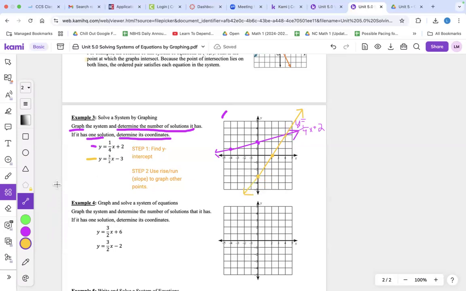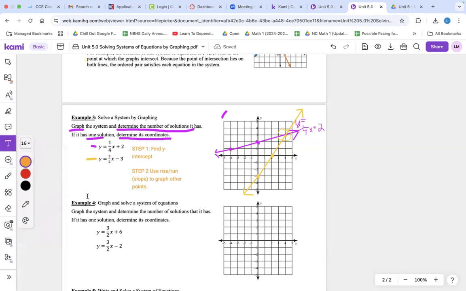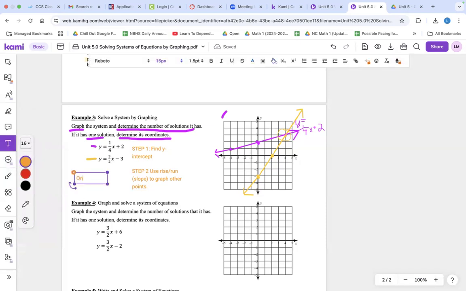And look at where they cross. So they're crossing here. And what point is that? That point is 4, 3. So here, graph, we did that. Determine the number of solutions. It's one solution. And if it's one, determine its coordinates. So here we have one solution. And that one solution is 4, 3.